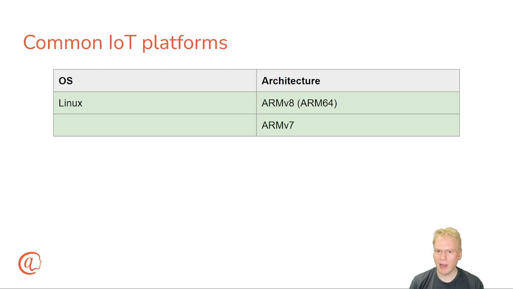Then if we look at IoT platforms, it tends to be ARM all the way. Now, there are IoT platforms that use other architectures like MIPS, but MIPS isn't a supported architecture for Dart, so that's kind of irrelevant. RISC-V is coming along, but again, no support from Dart on that yet. And so really that focuses our effort onto ARMv8 and ARMv7.